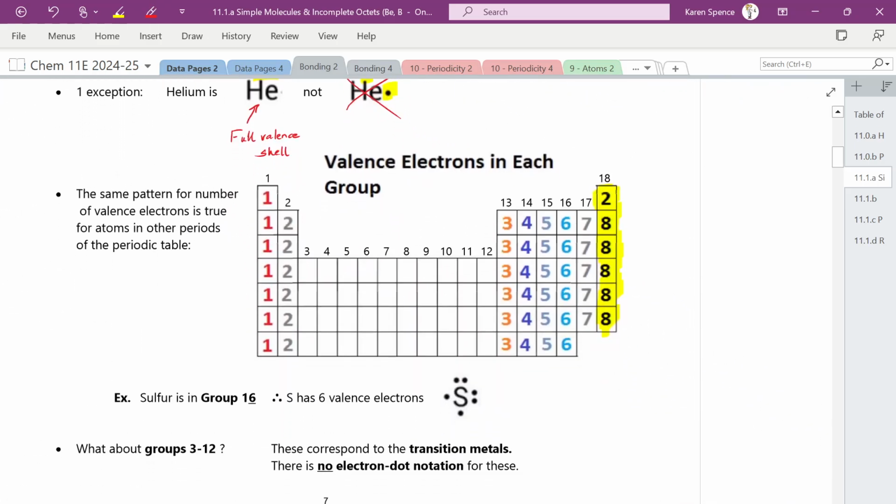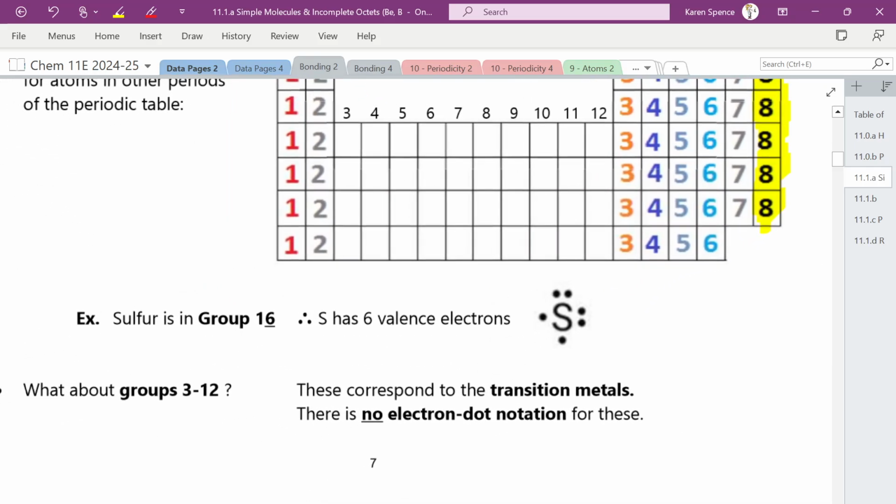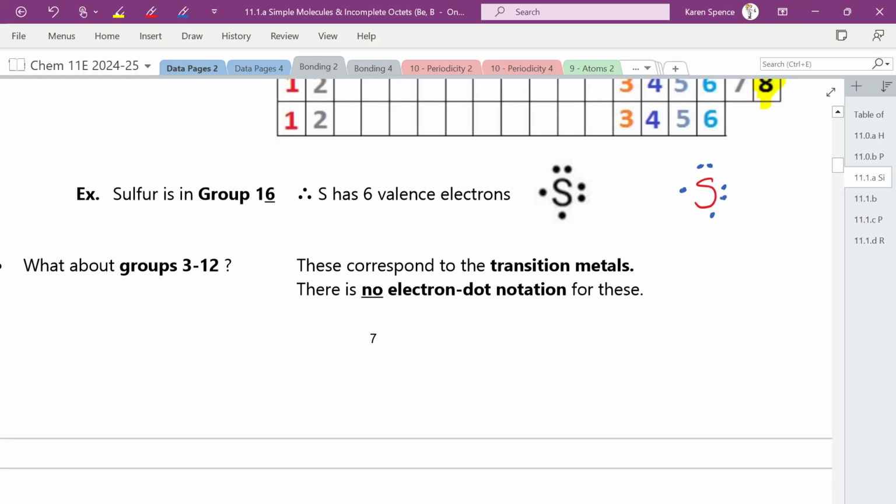So sulfur is group 16. Usually the easiest way to do it is just to put sulfur, and then if you're concerned about putting dots where you don't want dots, go 1 at the top and then go around 2, 3, 4, 5, 6. Then you will never pair up before you have to. Does that make sense? Okay, good stuff. There are no electron dot notations for the transition metals, so don't bother with them, okay?